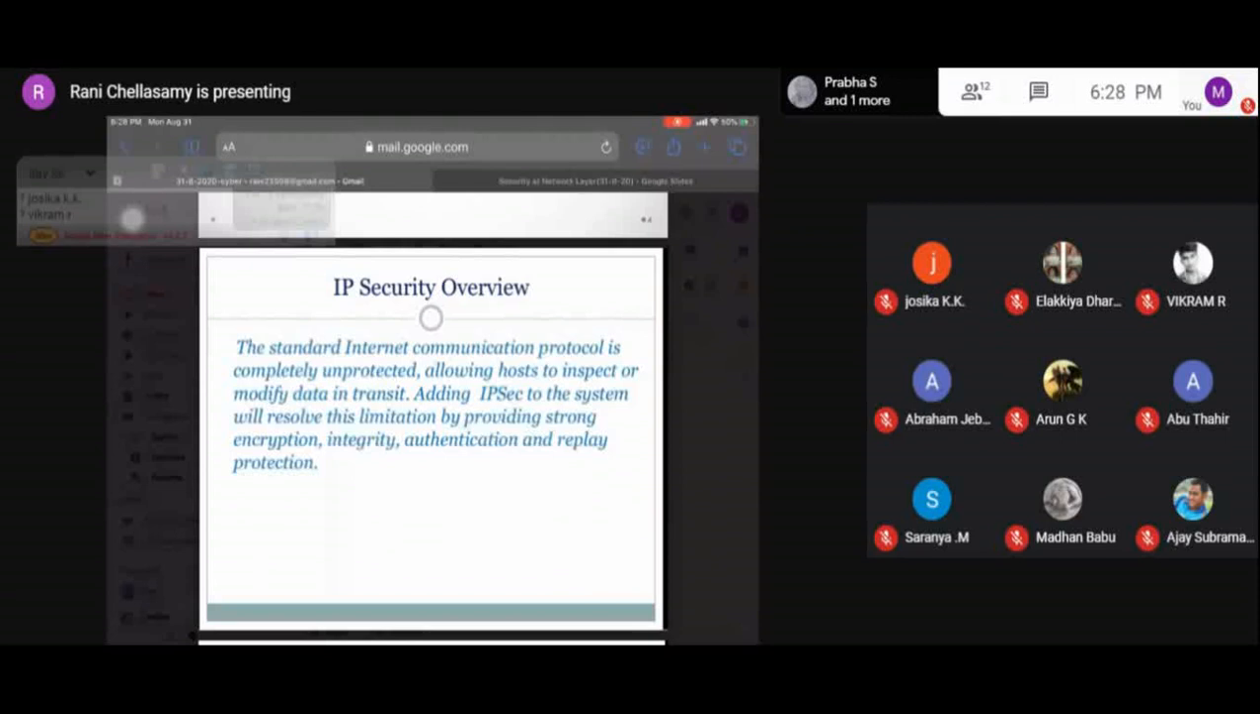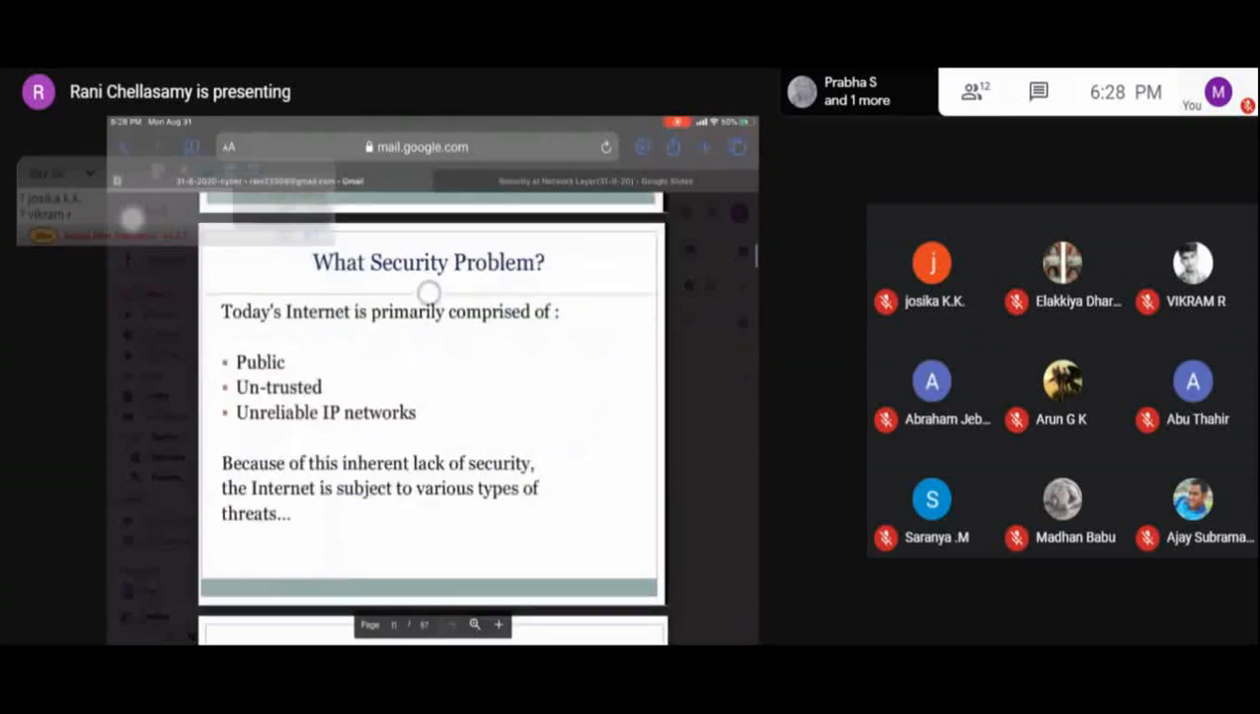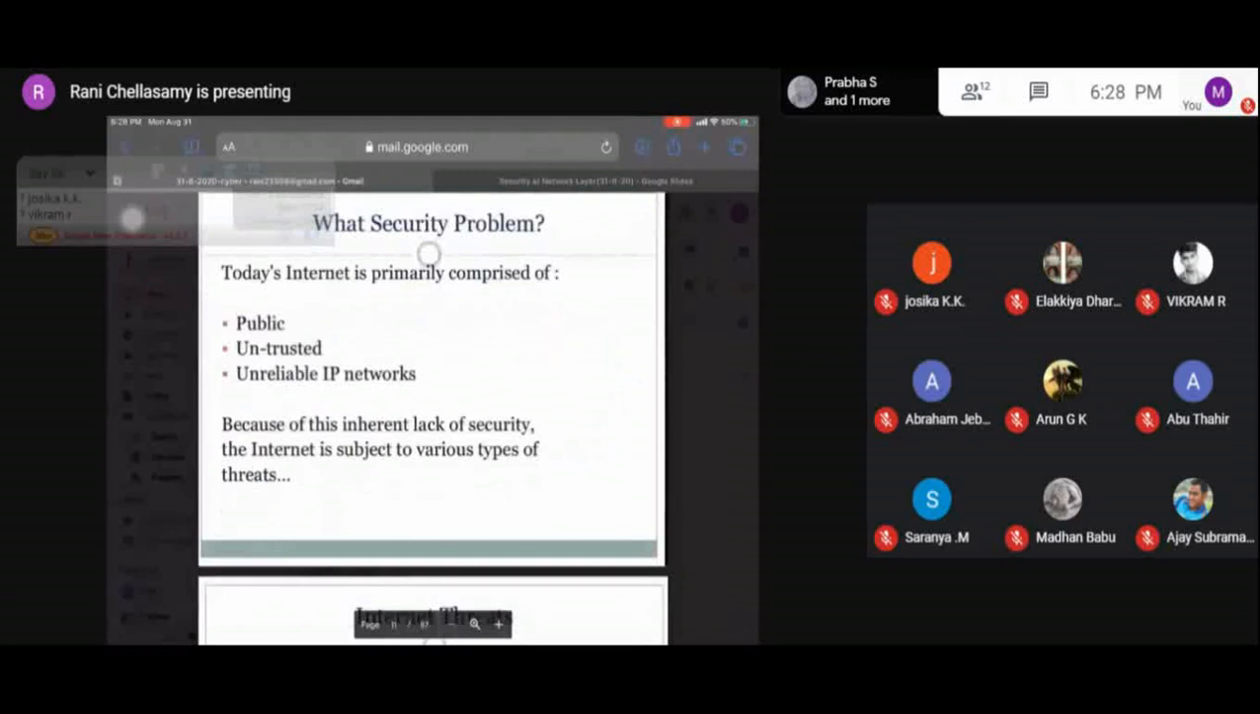So what security problem are you facing? Suppose you are on the internet, that is the public network. No one can trust that particular network. Your data can be lost, stolen, or hacked.